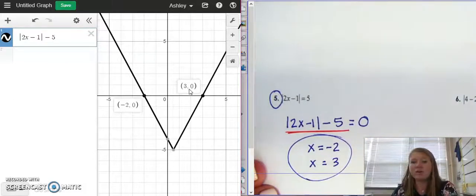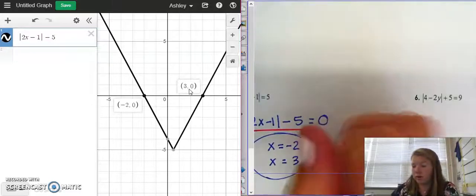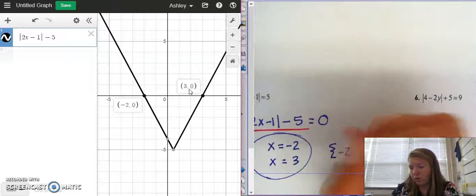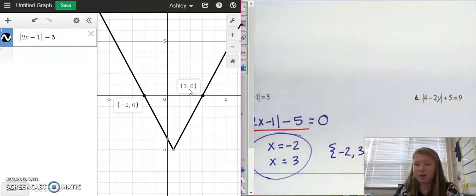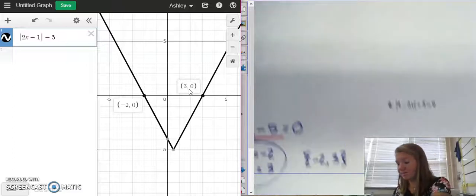Okay? You don't have to check your solutions here because if they show up on the graph, then of course they are solutions. And then if you want to write it in the curly brackets, the order really doesn't matter, just have both answers with a comma in between enclosed by curly brackets.